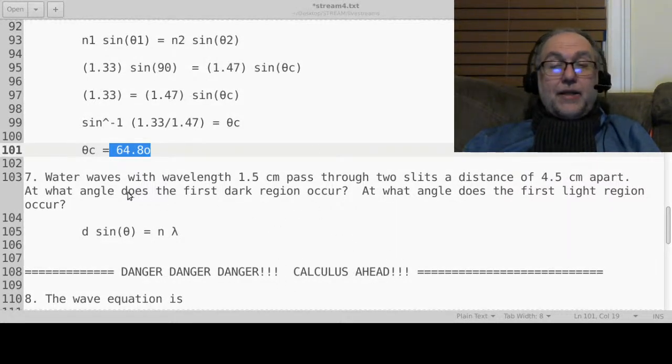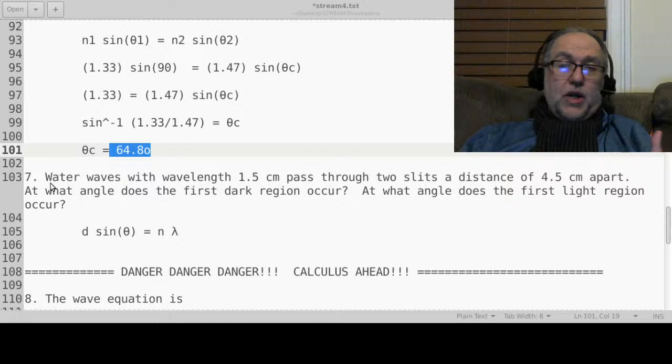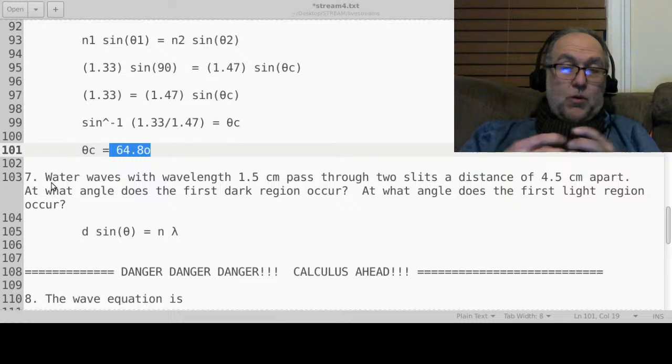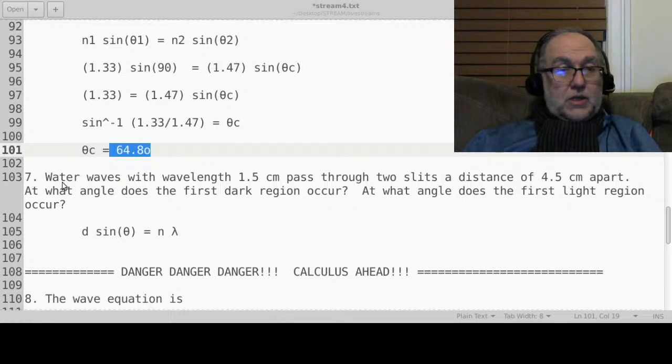The next question is a question of interference, and you'll actually do this in the lab. One of the labs has water waves on a water tank, and we're going to use wax barriers to make a double slit where the waves will pass through the double slits and then interfere with one another. I'll draw that picture in a second.